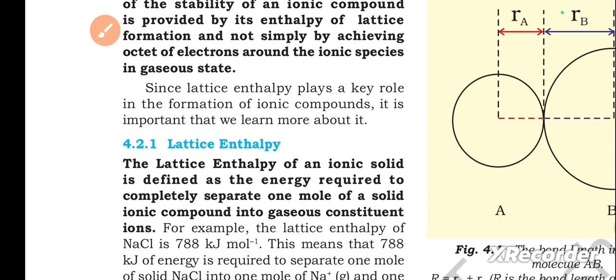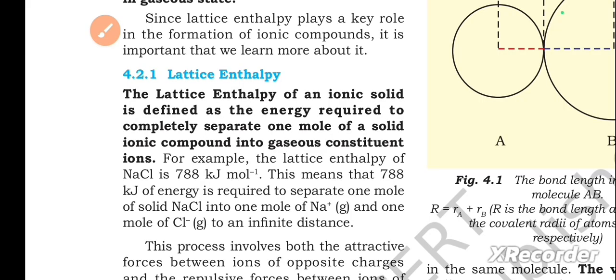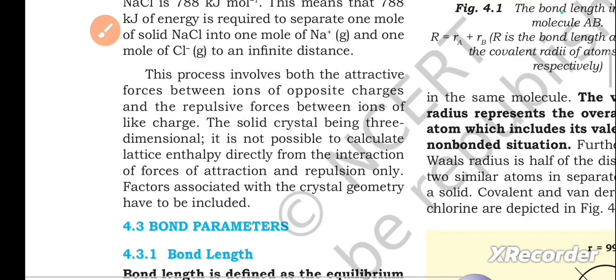Since lattice enthalpy plays a key role in the formation of ionic compounds, it is important that we learn more about it. Next is lattice enthalpy. The lattice enthalpy of an ionic solid is defined as the energy required to completely separate 1 mole of a solid ionic compound into gaseous constituent ions. For example, the lattice enthalpy of NaCl is 788 kilojoules per mole. This means that 788 kilojoules of energy is required to separate 1 mole of solid NaCl into 1 mole of Na+ and 1 mole of Cl- to an infinite distance.